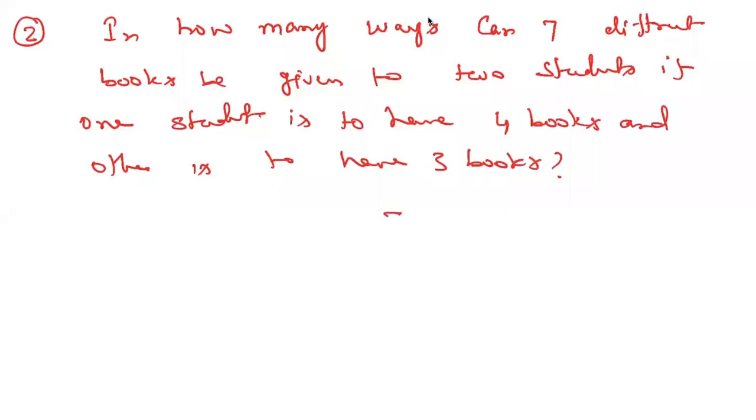Right? 7 books are there. We have to distribute these 7 books as one having 4 and the other having 3 books, right? So in how many ways can we select the books?